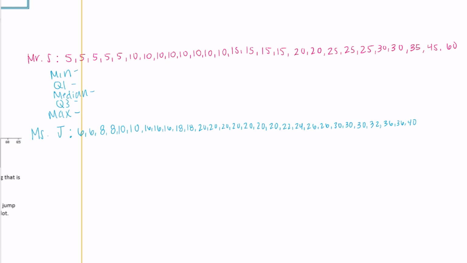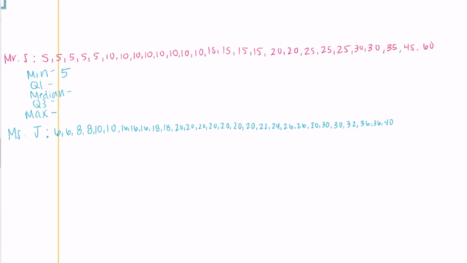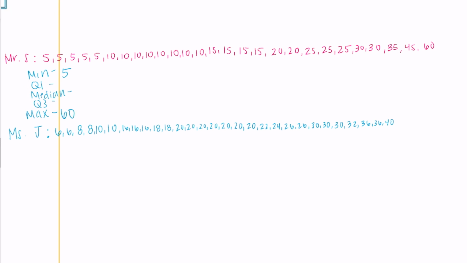So the minimum for Mr. S is 5 and the max is 60. Let's find the median. I'm going to cross out and do 4. It's going to take me a while to get to the middle. Let's do 3 this time. All right, we're working our way in. So our median is 15. That middle number there is 15.